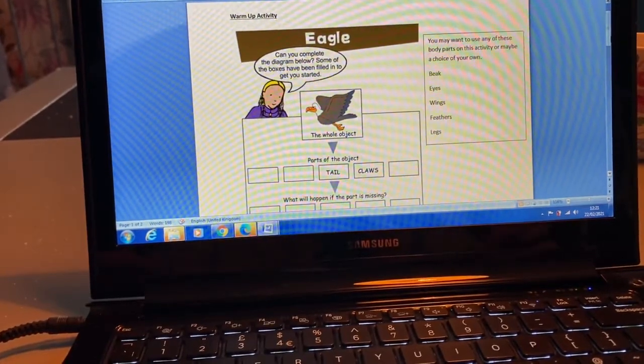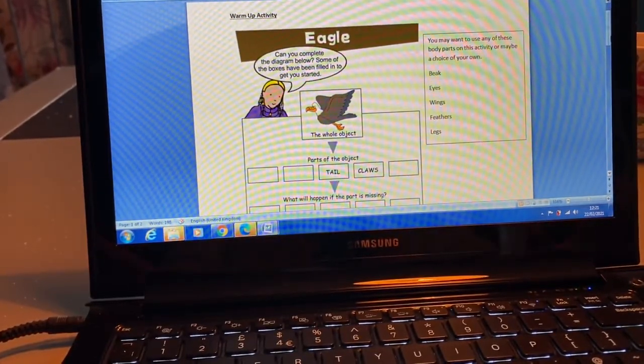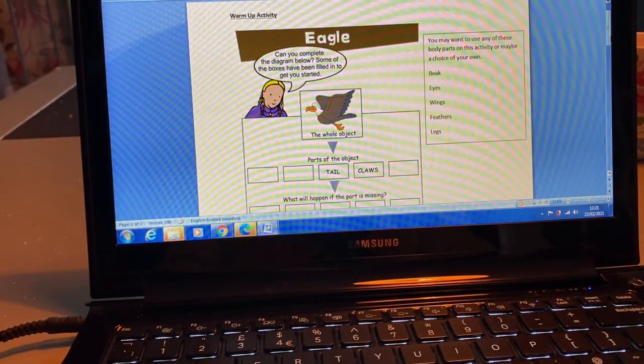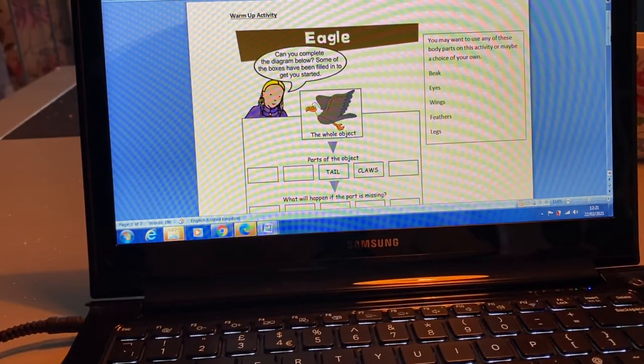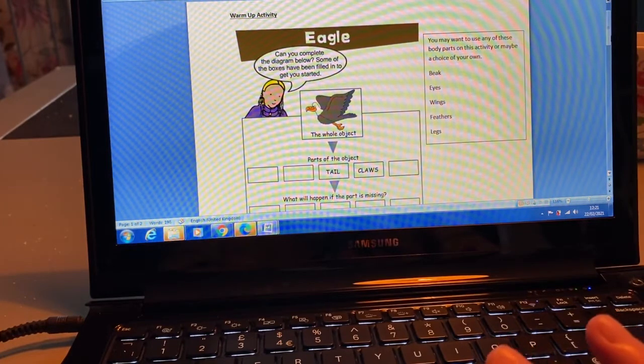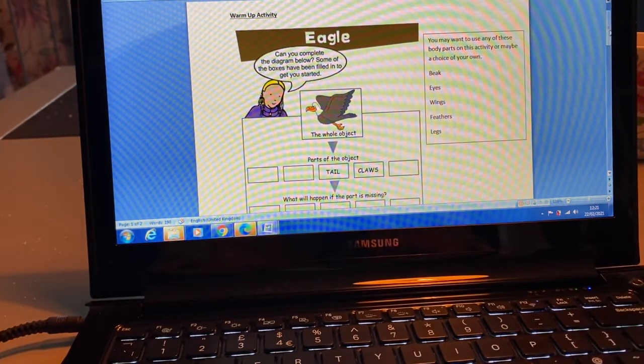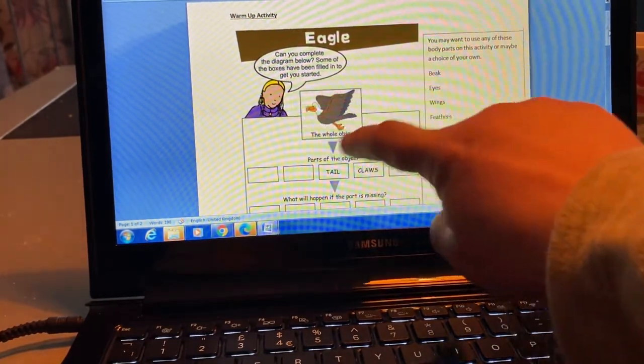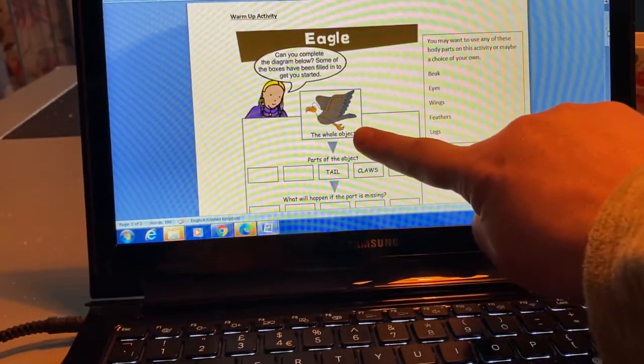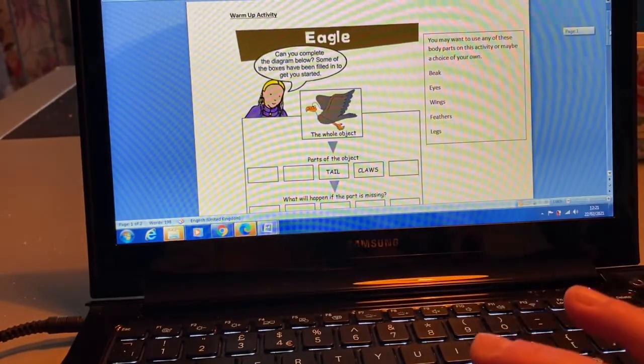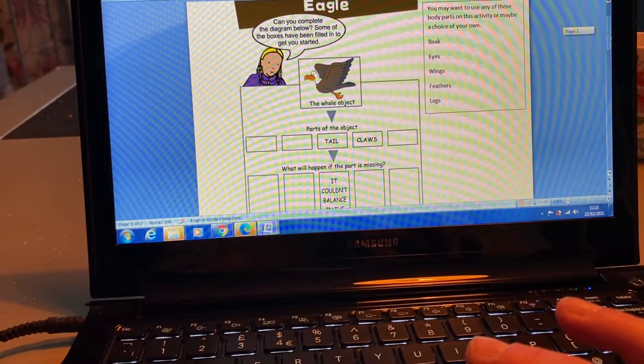Right, your first challenge is a warm-up activity. So we know in science, a lot of what we do is all about learning facts. However, a huge part of science is how well we can think. So this one is all designed to make you think. So this is my whole object. So here I have an eagle. And that whole object, that eagle, is made up of several things.